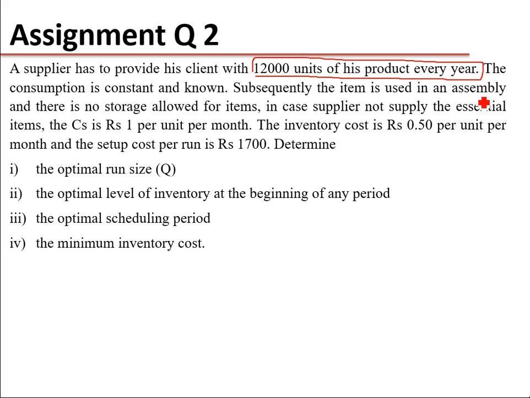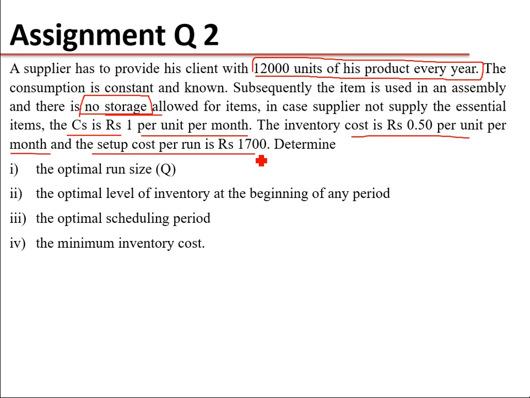Subsequently, the item is used in an assembly and there is no shortage. Because the item is used in assembly, that means we do not want a shortage. And in case the supplier does not supply the essential item, the shortage cost is rupees 1 per unit per month. This is the shortage cost. The inventory cost is given as rupees 0.50 per unit per month.